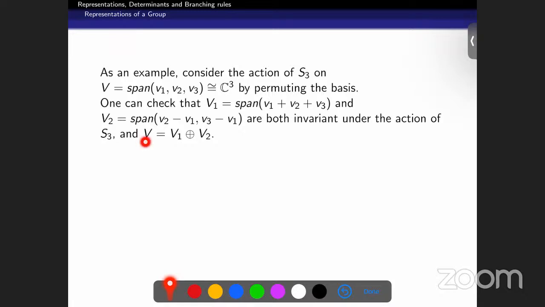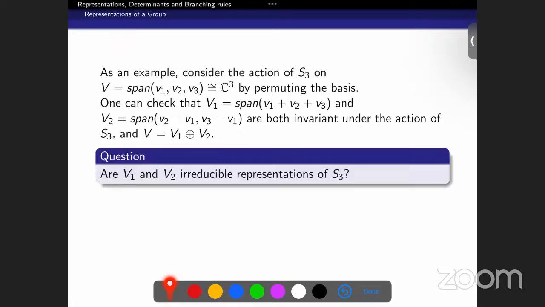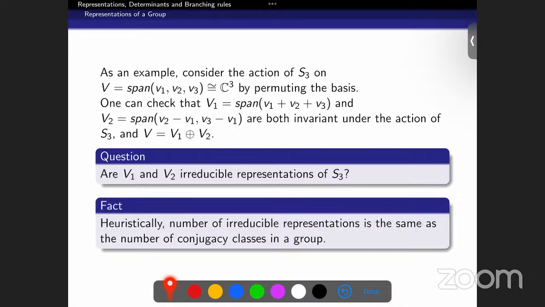So now we have written V as a direct sum of two S3 invariant vector spaces, which goes on to say that this is reducible. So the question is, are V1 and V2 irreducible? For V1, it is very obvious to see, since it is a one-dimensional vector space. For the other, the answer is yes, but you'll have to work it out.